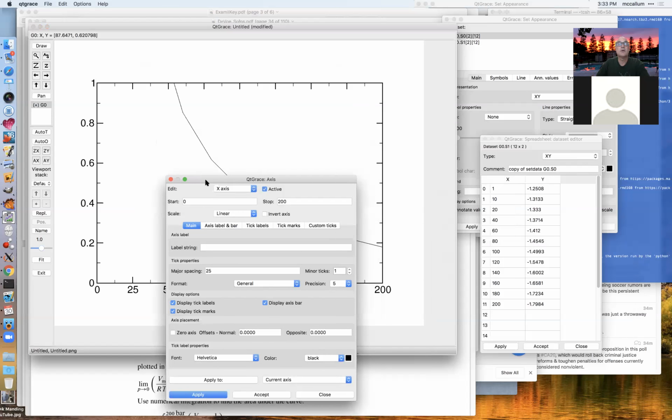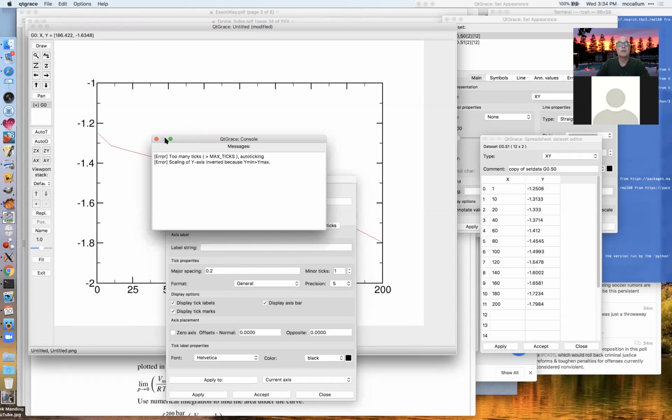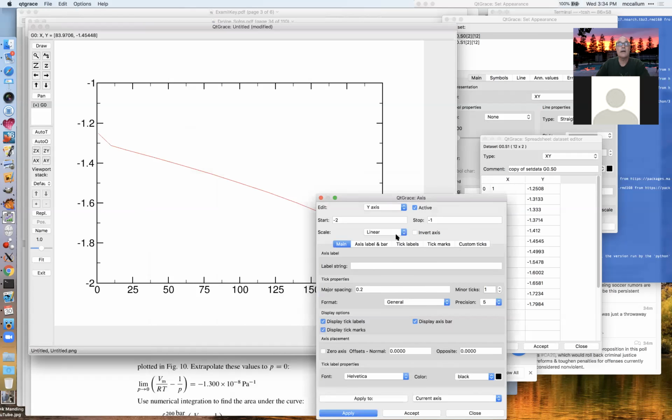But this is the original data. This is the molar volume data that we're not really interested in. So let's go to the Y-axis, and it's going to run from about -1 to -2. And those tick marks are still okay. All right, so there's our data.